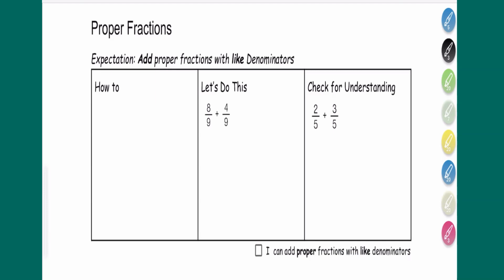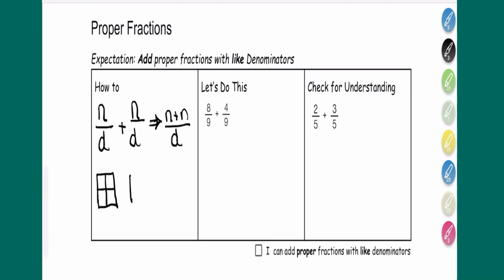How do we add proper fractions when they have like denominators? So that means here, if I have a numerator and a denominator, plus a numerator and a denominator, and these denominators are exactly the same, the only thing that I need to do is take those numerators and add them together and scooch that denominator right on over. Just the same way we were talking about with our proper fraction example that we just had.